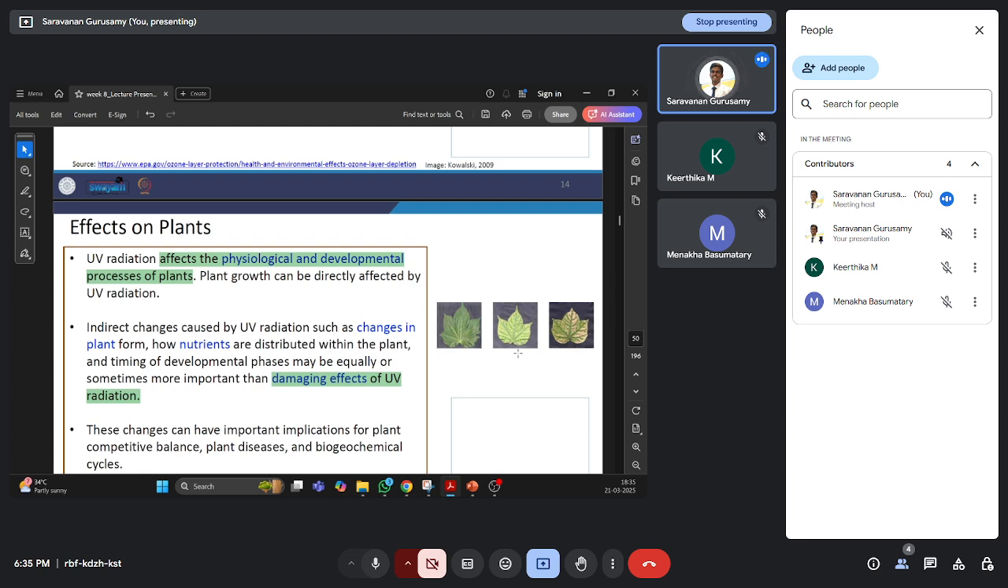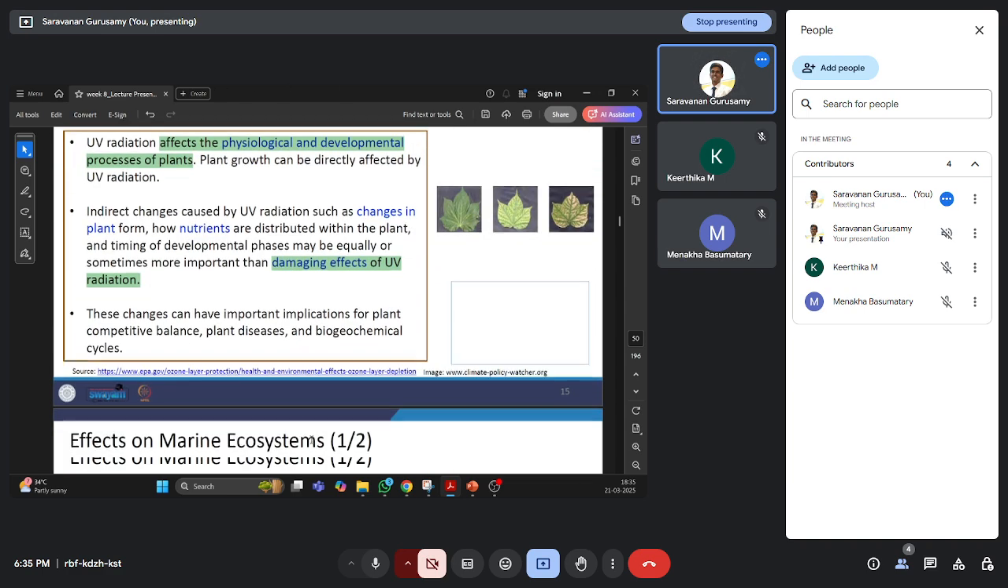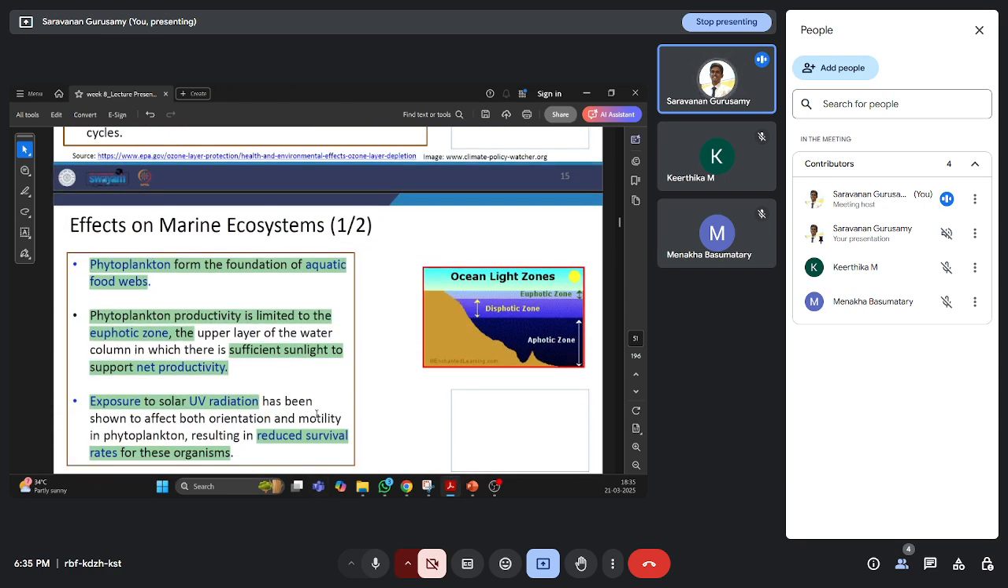And then plants: you can see destruction of the plant, the physical developmental process will get affected, and there is a damaging effect of the UV. If some UV falls on the leaf, that will have a color change effect. Then chlorophyll intake will be lower.